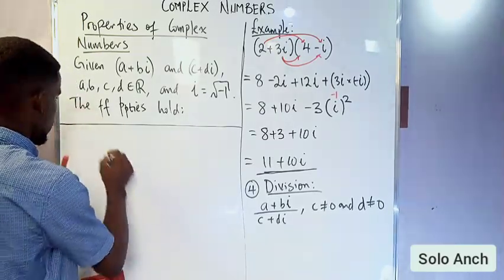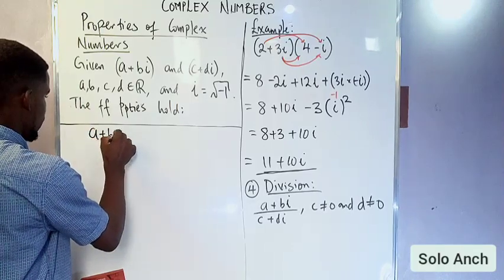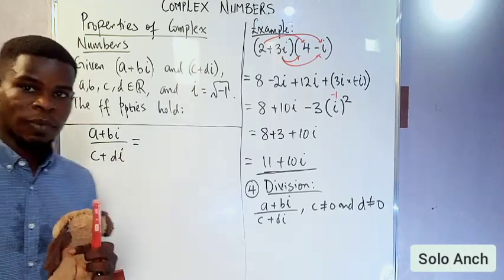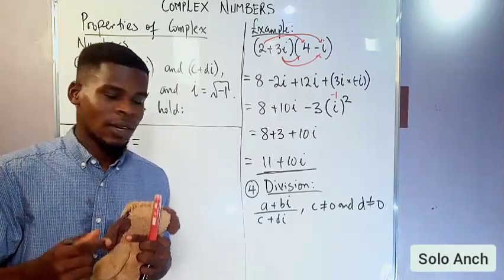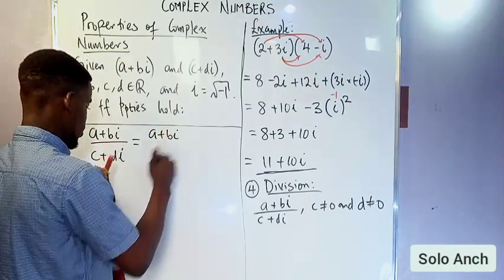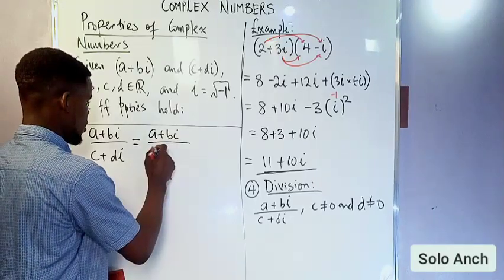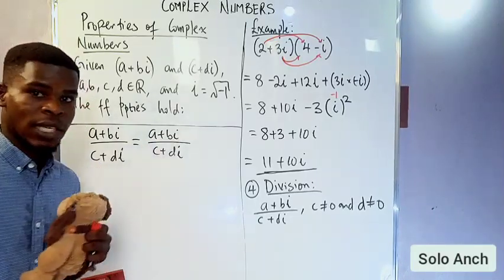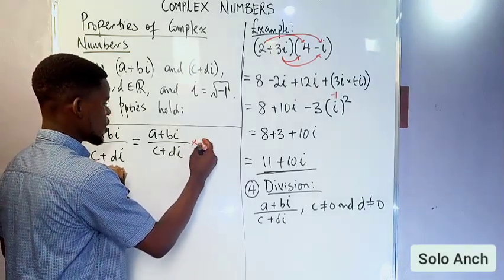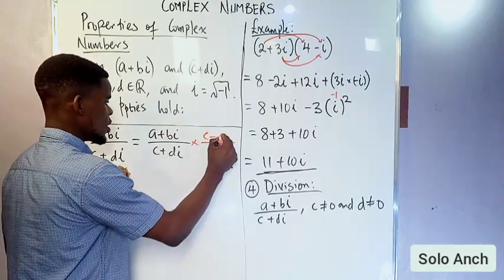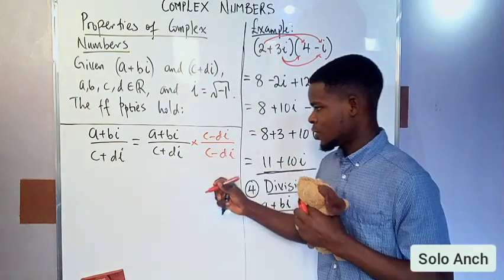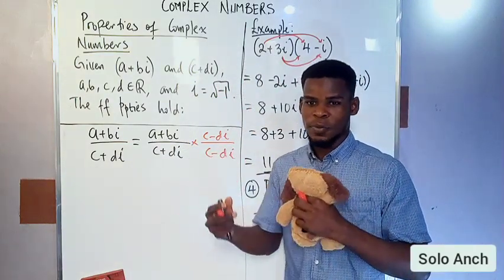So we're going to compute a plus bi divided by c plus di. Of course, now we're going to do multiplication by 1 using the conjugate of the denominator. This is the same thing as a plus bi divided by c plus di. But given that the conjugate of the denominator is c minus di, let's multiply numerator and denominator by the conjugate of the denominator, which is c minus di. Good.